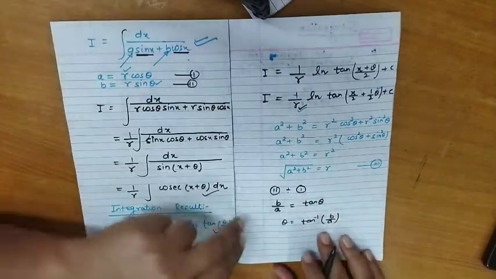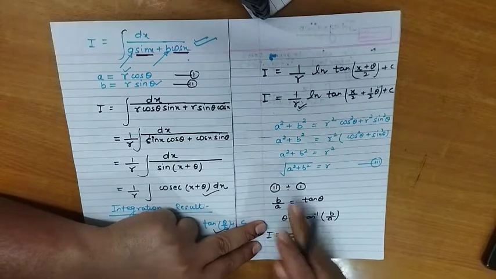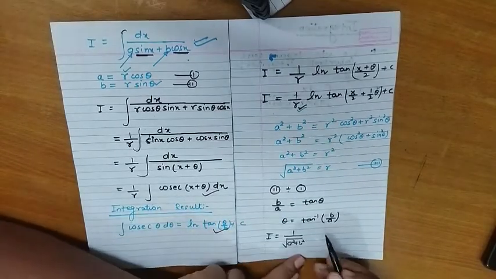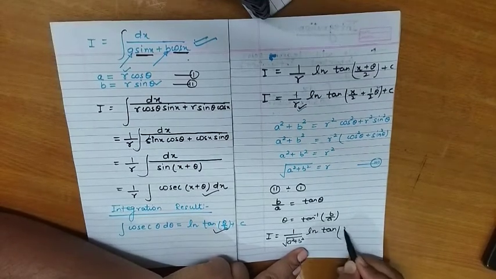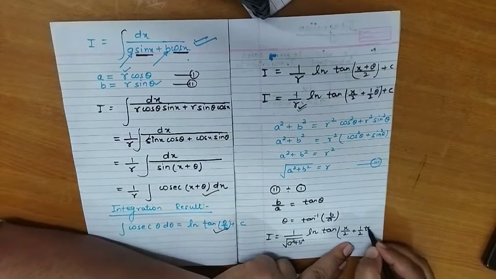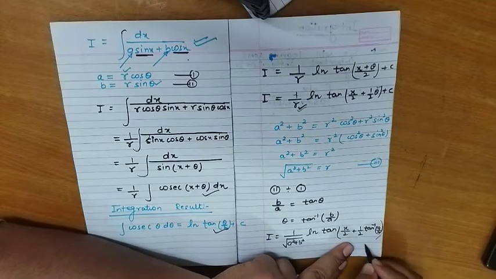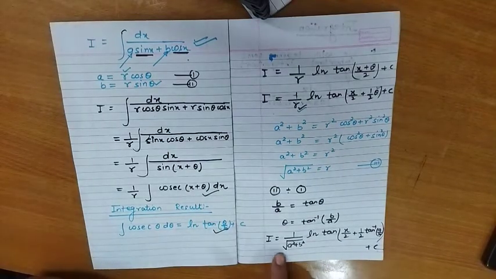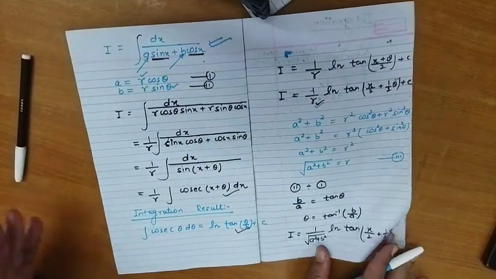Now substitute this result here. So what is the value of I? 1 upon r. What is the value of r? Under root a square plus b square, ln tan of x by 2 plus 1 by 2 tan inverse b upon a plus c. Is it clear? Okay, so you have to remember this result.